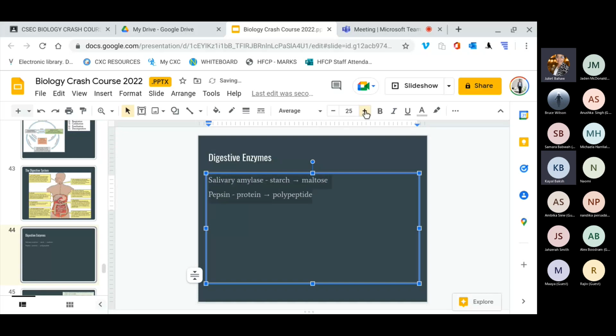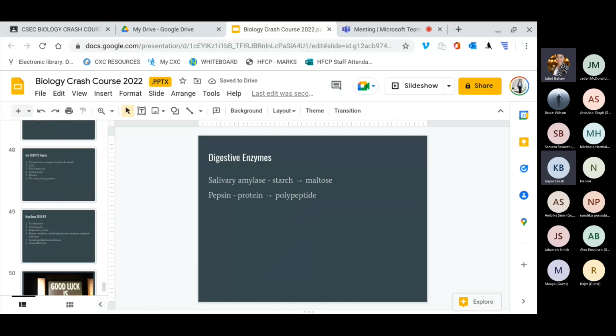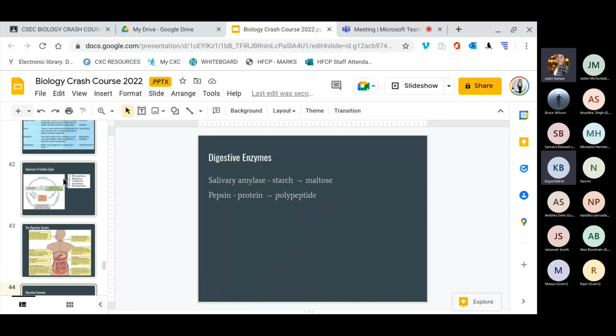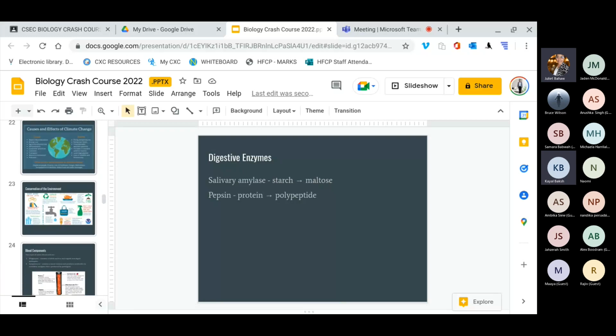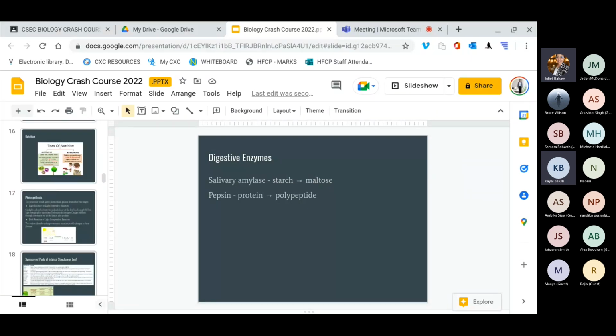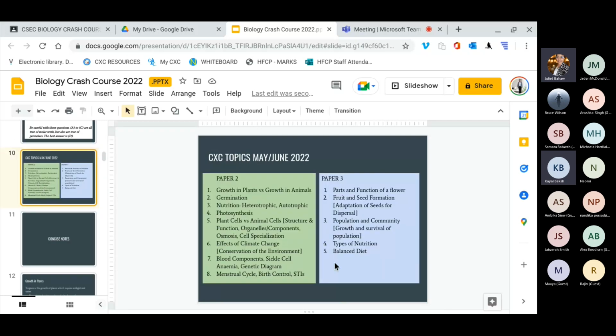Right. So now we want to practice some questions pertaining to the STIs and contraceptives. So let's go back to the guide now.